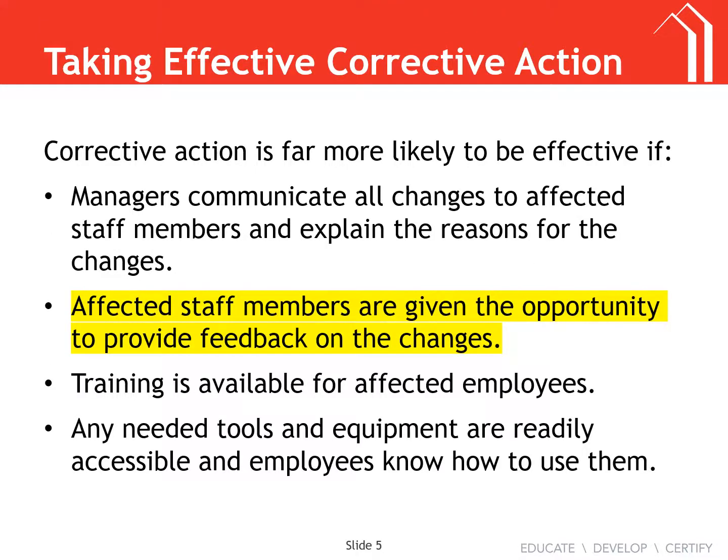Now, the key word in this component is taking effective corrective action. It's more likely to be effective if managers communicate all changes to affected staff members and explain the reasons for the changes. It's just like raising kids. If you tell kids, hey, don't go to the park, and don't tell them why, well, guess what? They're going to be rebellious. They're going to be ticked off. And that's improper communication. You need to tell them why. Now, if they're 2 or 3 years old, different story. But when they're 8, 9, 10, become teenagers, you need to explain a couple things.